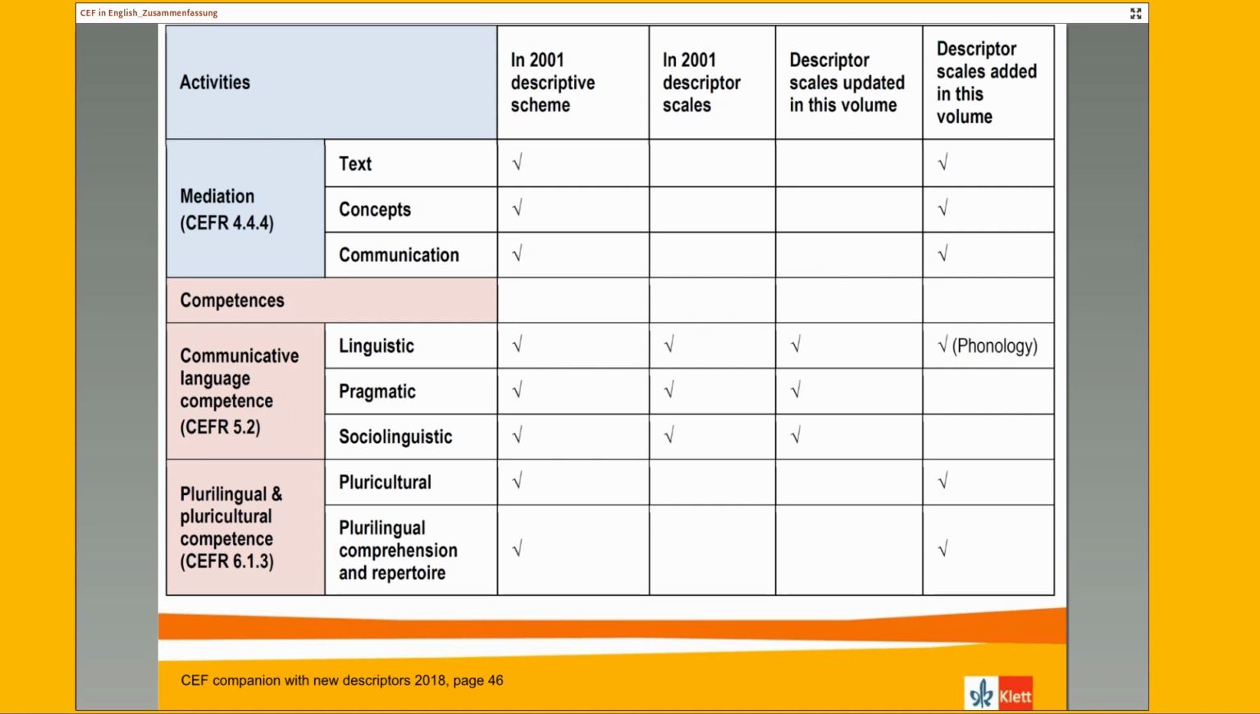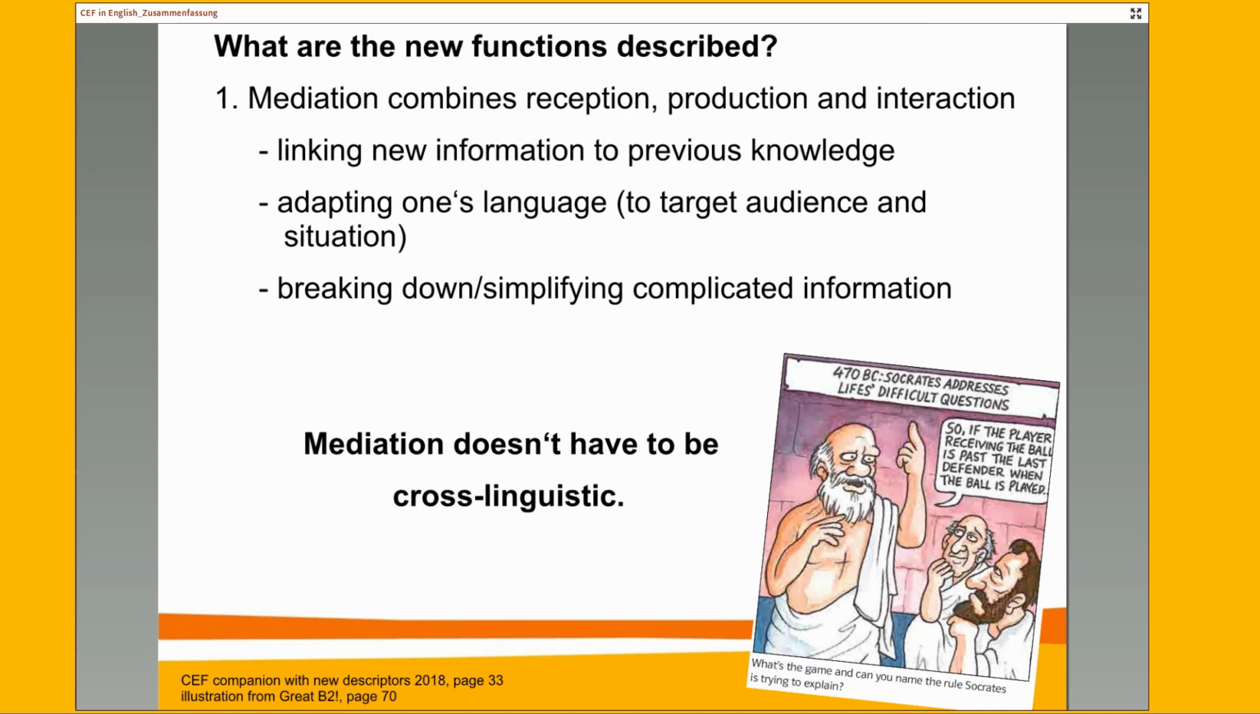In this short tutorial, I will mainly focus on the three subsets of descriptors for mediation, that is text, concept, and communication. So the new functions described, mediation is the first one, and I will also talk a little bit about plurilingualism and pluriculturalism. Mediation is a skill that combines receptive, productive, and interactive skills.